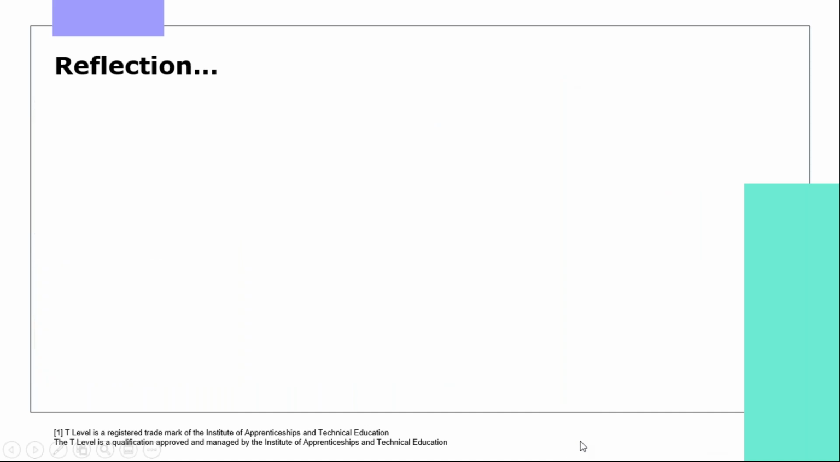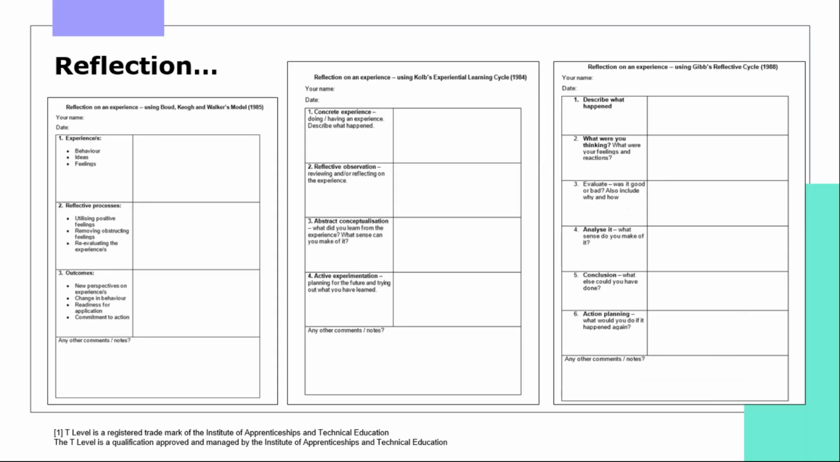The next element we'd like to explore is based on reflection. The screenshots you can see on the screen now are forms students could be asked to complete based on 3 different reflective models. The students could complete each form based on the same experience and then review which form or model was the most successful and why.